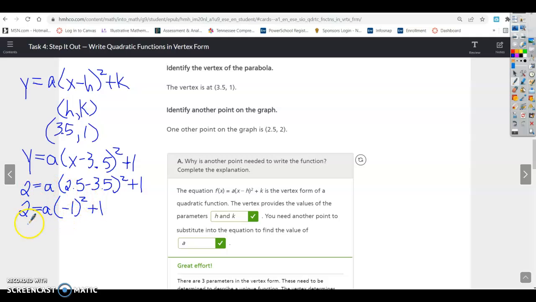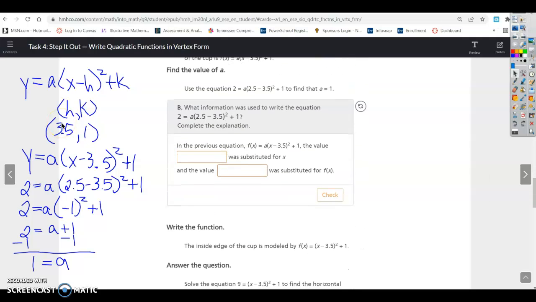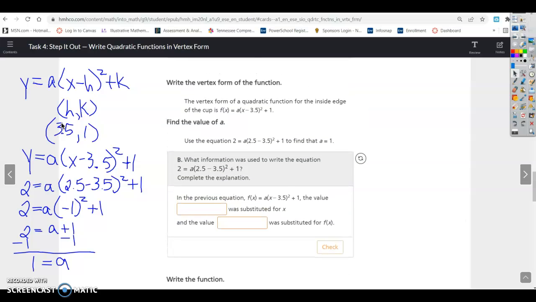So negative 1 squared is just 1. And then 1 times a is just a plus 1. Subtract 1, a equals 2 minus 1, or 1. So a is just going to be 1 in this case. So we have h and k, and we have 1. So now let's use that to see what it says.